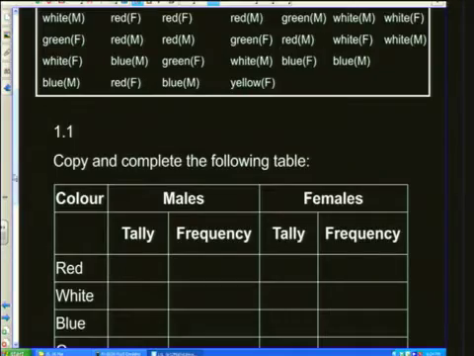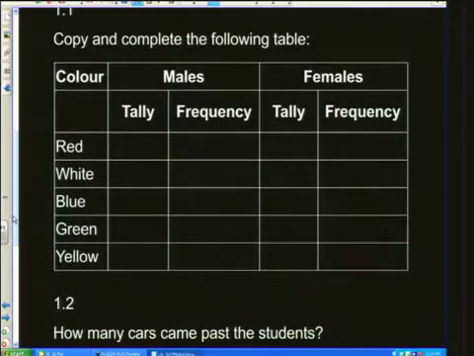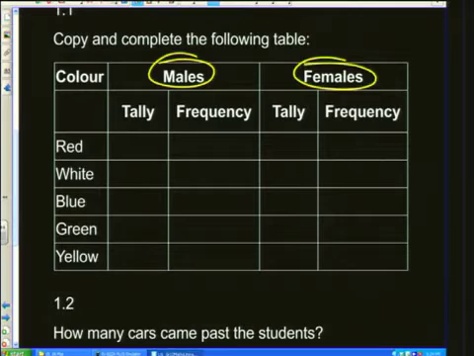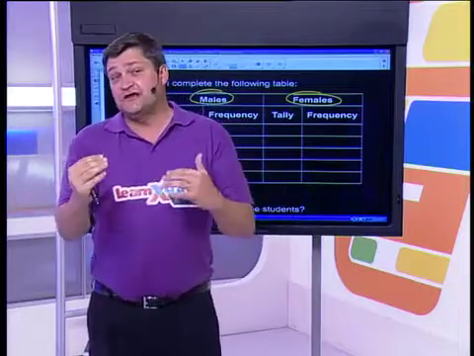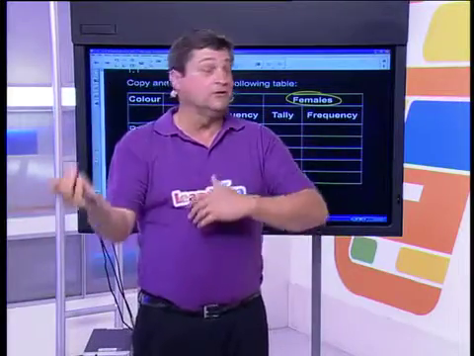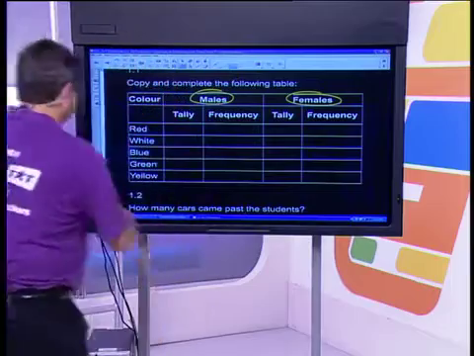It's slightly different to what you've seen because it's broken up into two sections. It's broken up into males as well as females. So not only do we have to tally in the correct color, but we also have to tally with the correct sex, whether it's male or female. Okay, so let's have a look at this.